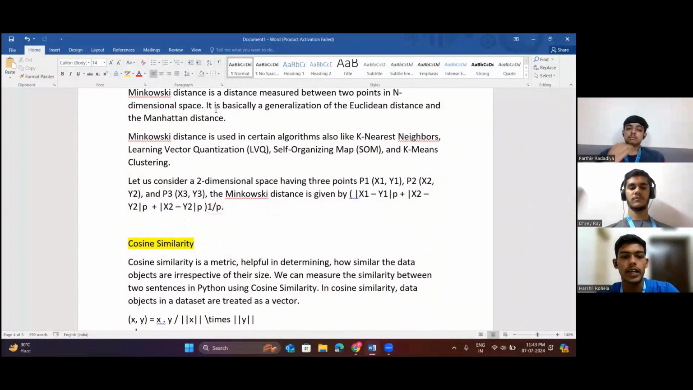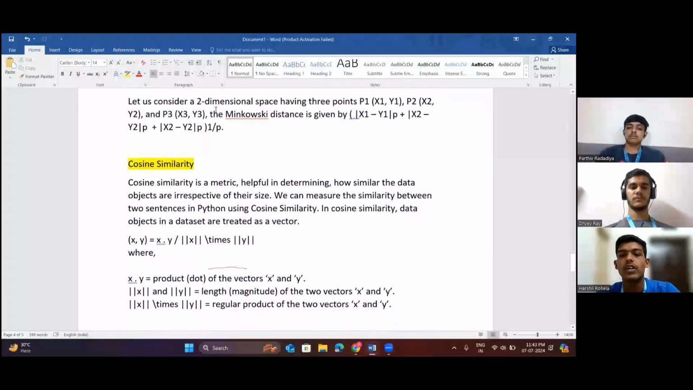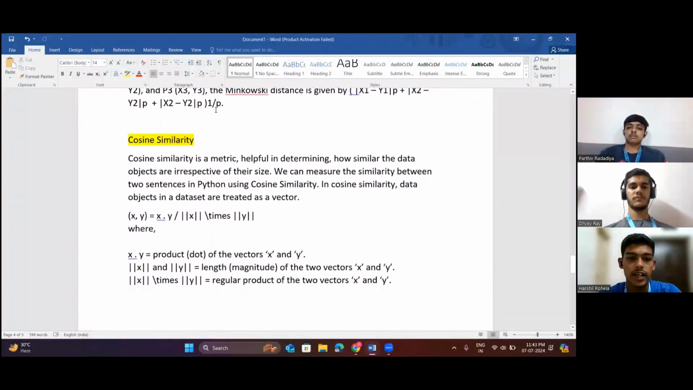Then the next technique is cosine similarity. Cosine similarity is a metric helpful for determining how similar the data objects are irrespective of their size. We can measure the similarity between two sentences in Python using cosine similarity. The formula for the cosine similarity is: x comma y equals x dot y divided by the absolute value of mod of x into mod of y.